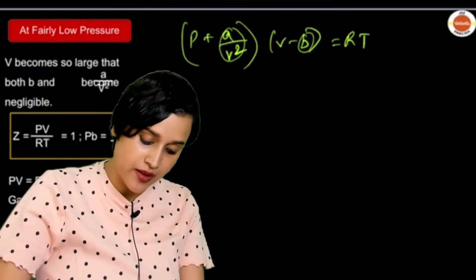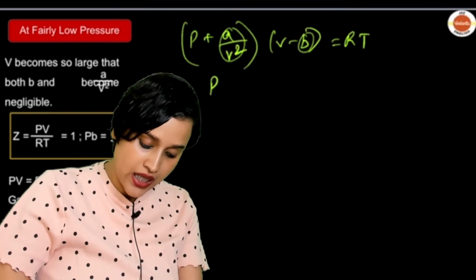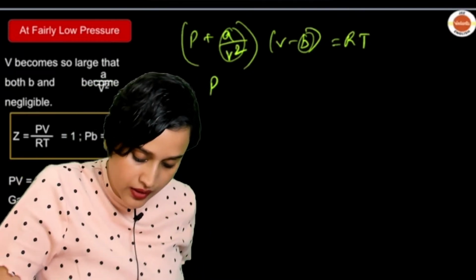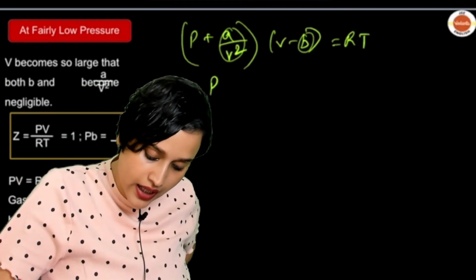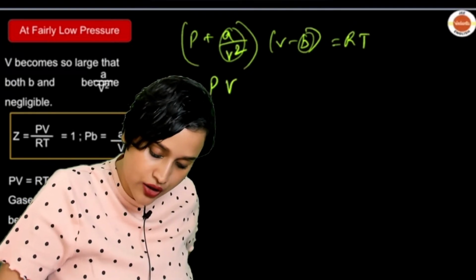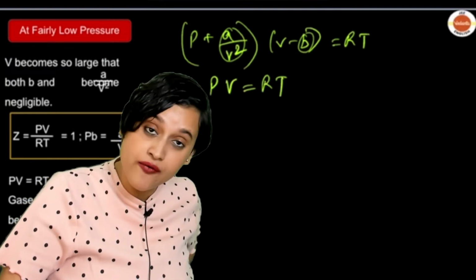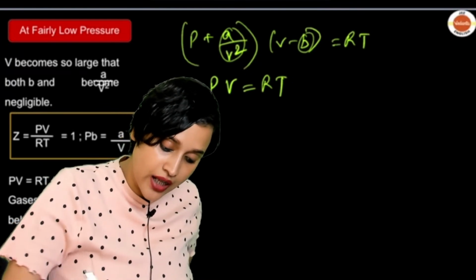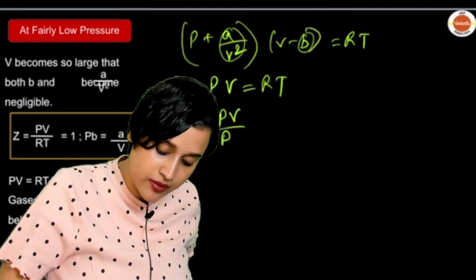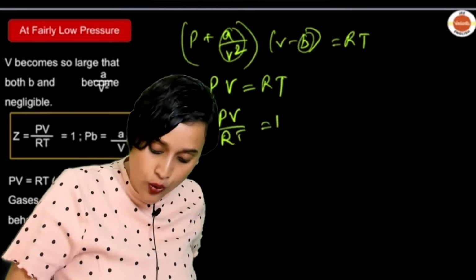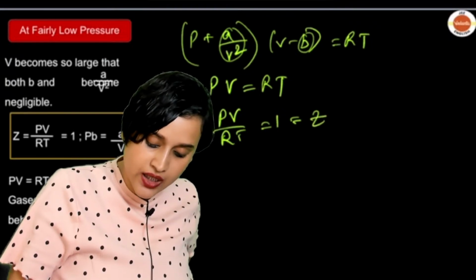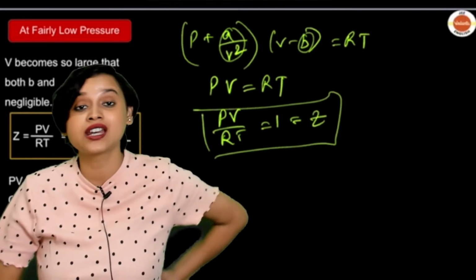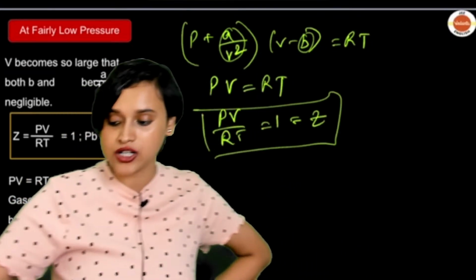If both these terms become negligible, then it will be P plus... P and then PV, PV is equal to RT. Now, if I divide by RT, then PV divided by RT is equal to 1, which is nothing but equal to Z. Yes, correct, everybody? This is the value that you get at fairly low pressure.